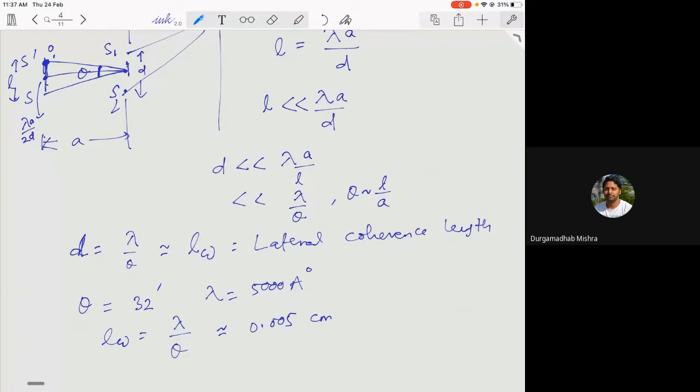So that means if the value of d is less than 0.005 centimeter, you will observe an interference pattern when you are using the sun as a source. If it is more than that, then you will not observe any interference pattern.